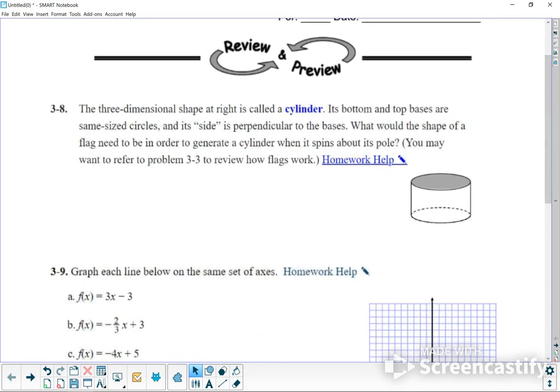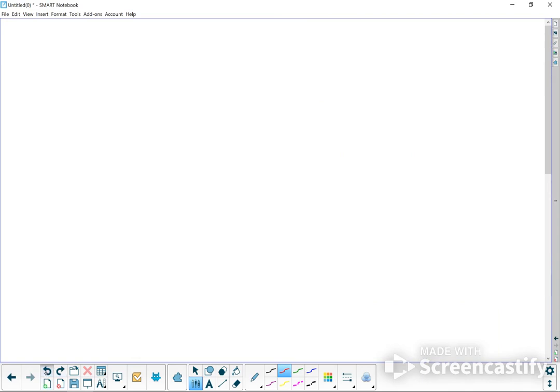The three-dimensional shape at the right is called a cylinder. Its top and bottom bases are the same size circles, and its side is perpendicular to the base, which means the side is 90 degrees to the base, and it's also 90 degrees to the base on top.